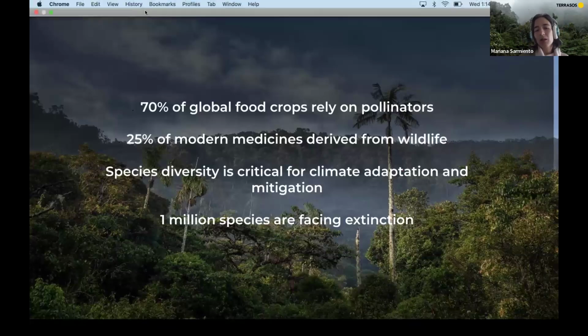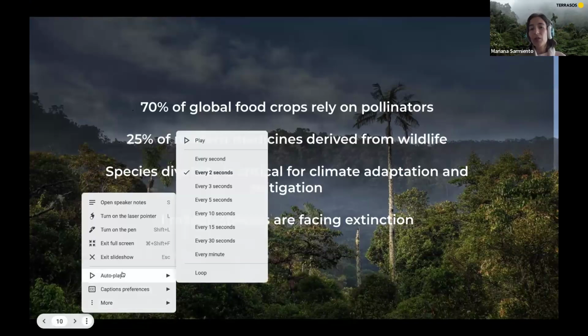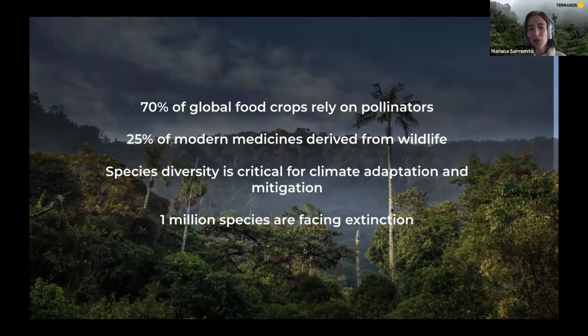Other reasons why we need to invest in biodiversity is the reality that global food crops rely on pollinators. In the case of Colombia, for example, but also the rest of the world, coffee varieties depend on these pollinators. So all the wonderful coffee that everybody drinks around the world in a way depends on the biodiversity that we have in Colombia. 25% of modern medicines are derived from wildlife. Species diversity is critical for climate change adaptation and mitigation, and at least 1 million species are facing extinction.